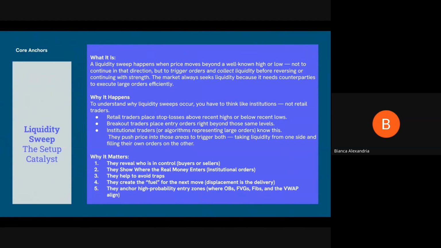It helps to avoid traps. It creates the fuel for the next move. Displacement is the delivery. And once again, displacement is where we see those large candles going in a particular direction with a lot of volume and a lot of speed. It also anchors our high probability entry zones. So this is where OBs, order blocks, fair value gaps, fibs, and the VWAP align.